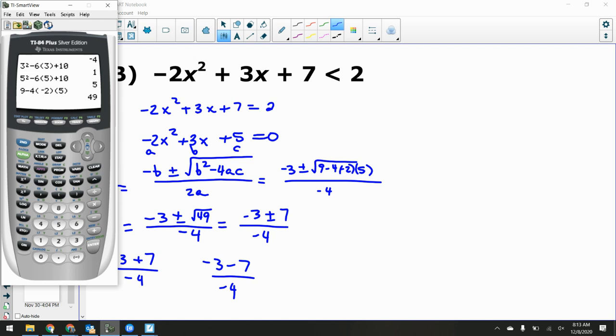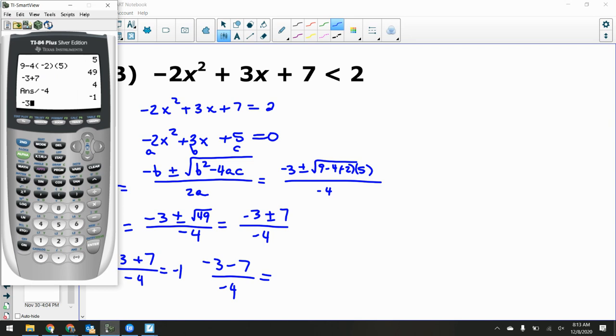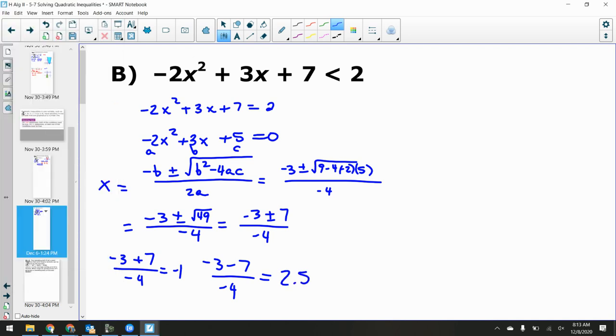Like here, I actually have to run the numbers and say -3 plus 7 over -4. Oh, that's -1. And then I have to say -3 minus 7 over -4, 2.5. Because I've got to figure out where this goes on a number line. -1, oops, I like to put my critical values above. -1 and 2.5. Okay, so at this point, those are my critical values, my critical points. Let's find our testing values.